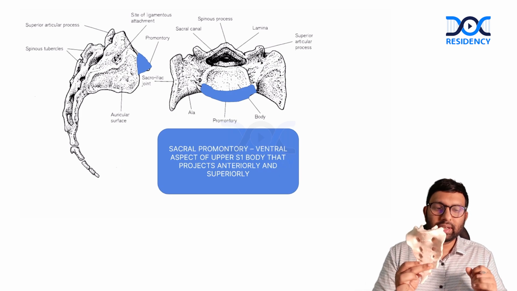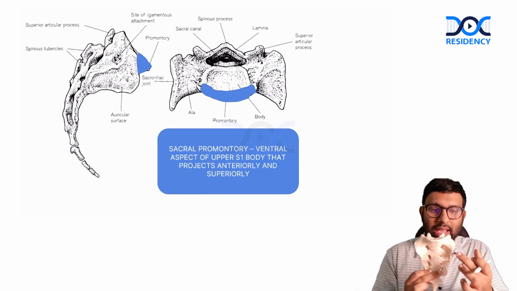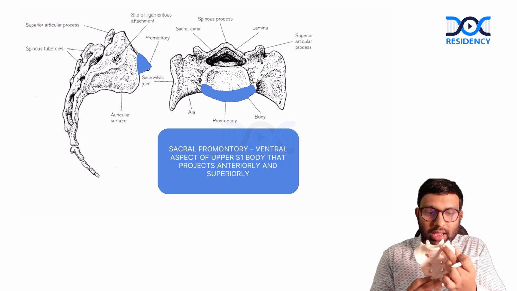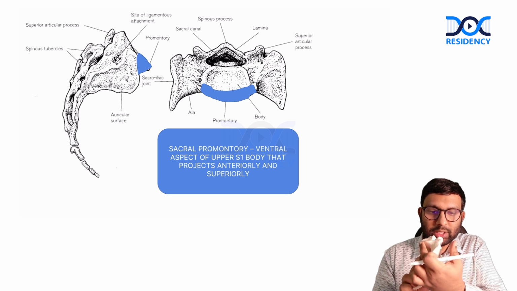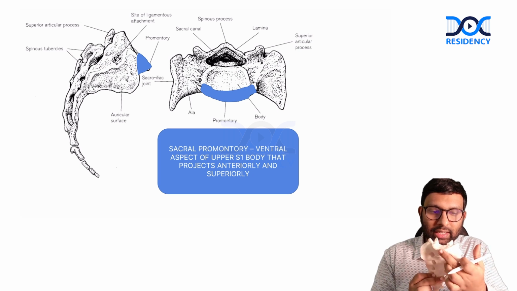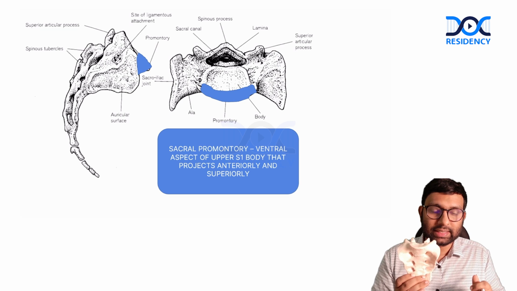Now let's try to understand a few important segments of the sacrum, and the most important one is this ventral aspect of the upper S1 body. So this is that ventral aspect of the upper S1 body that is projected. If you can see here, it is projected anteriorly and it is projected superiorly. This part is called the sacral promontory. As you can see marked in blue here, this is the sacral promontory.